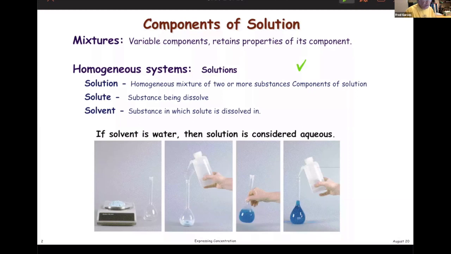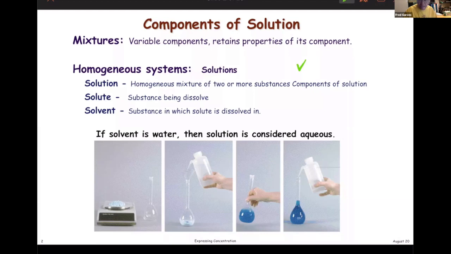So what you do is you weigh the solute, and you pretty much know how much to weigh if you know what concentration is required for the solution to prepare. You put all of that into a container, and then you add some water. In this class, the solvent we are going to be using is water. It's going to be aqueous solutions, okay? Unless otherwise stated, it's an aqueous solution.